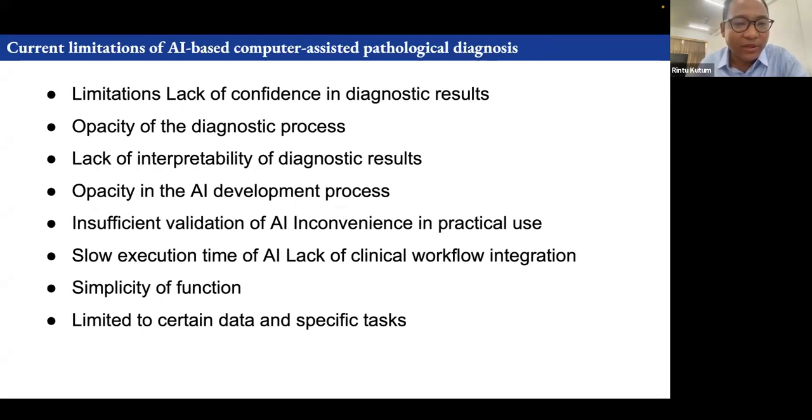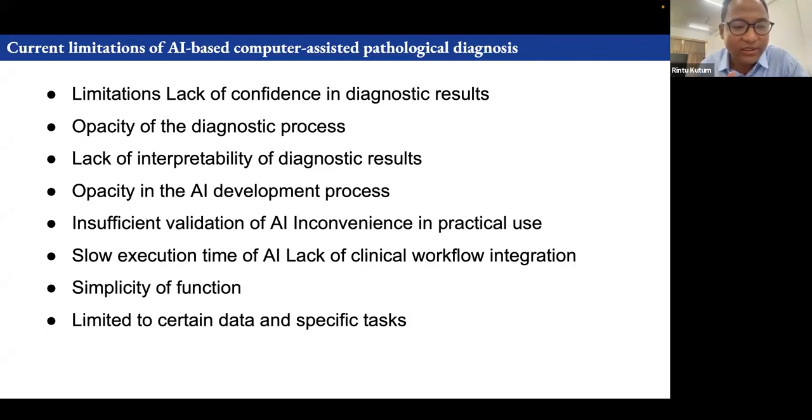But nonetheless, there are limitations that exist with many technologies. One primary one is the lack of confidence in the diagnostic results right now, and also the opacity of the diagnostic process, and the lack of interpretability of the diagnostic results. The most important part is how we can make more interpretable AI systems for digital pathology.